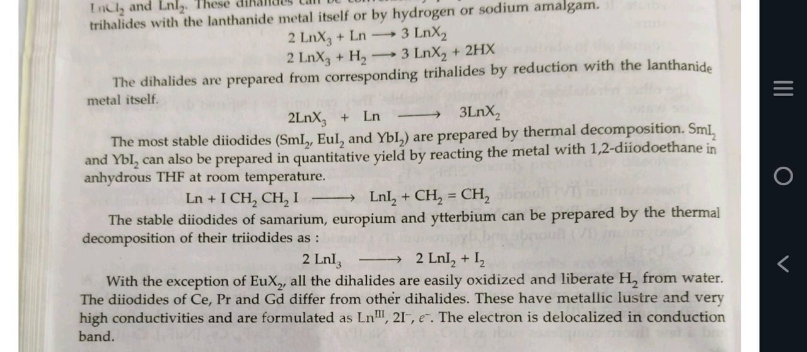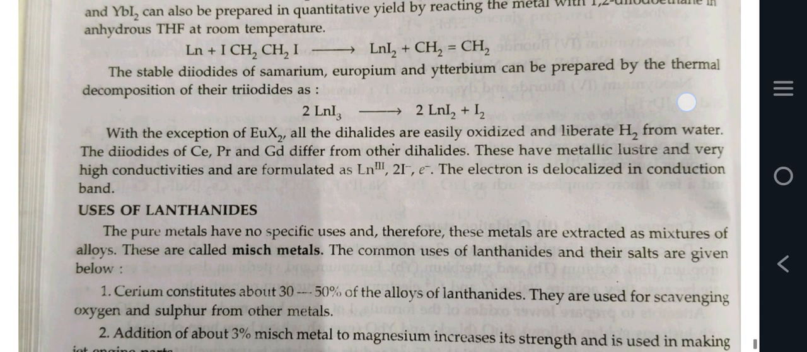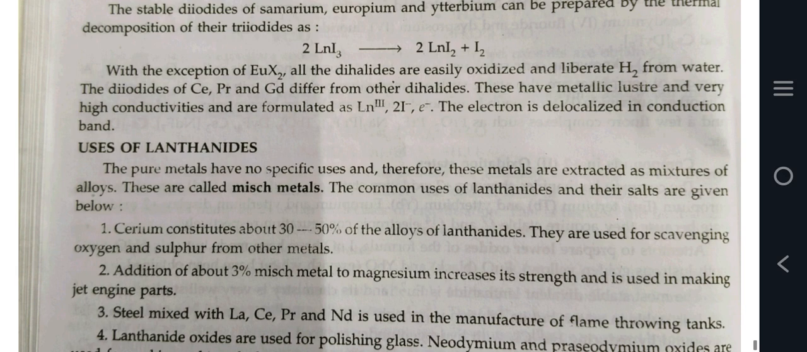The stable diiodides of samarium, europium, and ytterbium can be prepared by the thermal decomposition of their triiodides. With the exception of EuX2, all the dihalides are easily oxidized and liberate H2 from water. The diiodides of lanthanum, cerium, praseodymium, and gadolinium differ from other dihalides. They have metallic luster and very high conductivities and are reformulated as Ln3+(2I-)(e-). The electron is delocalized in the conduction band.